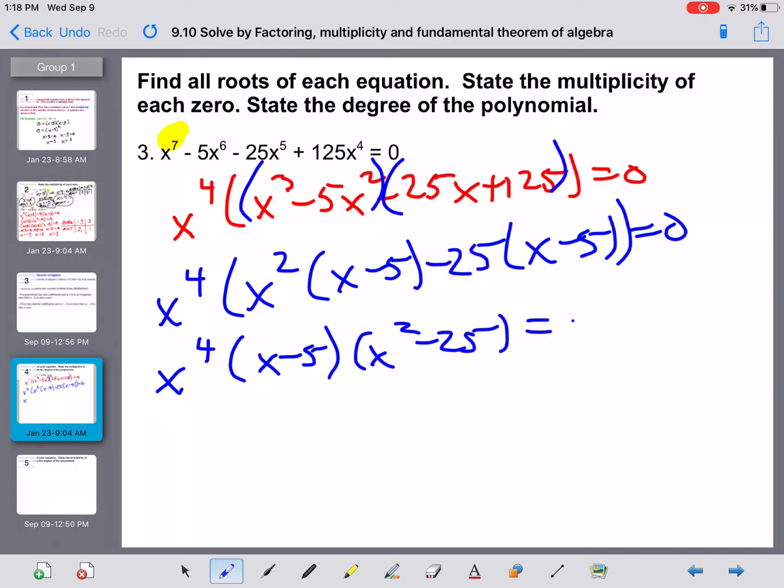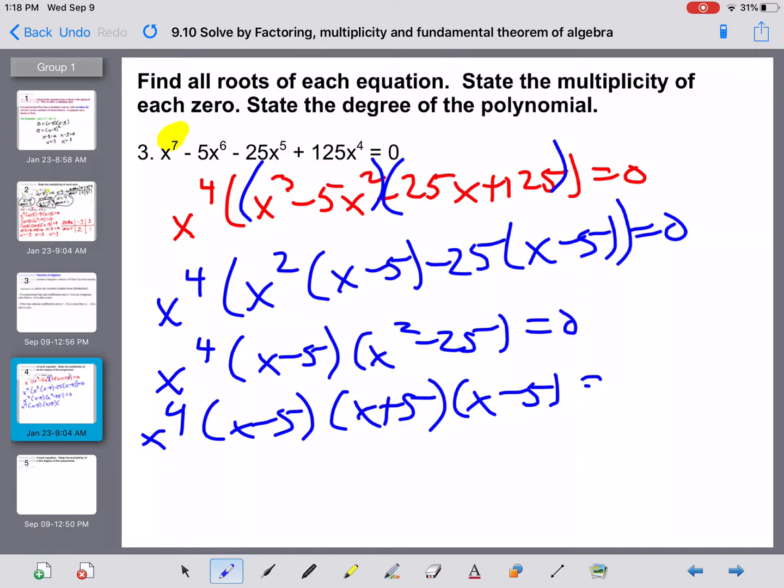Again, we want to continue factoring, not solving by the square root if possible. So that's going to be x plus 5 and x minus 5. So when we solve this, we're going to get x equals 0, but it's going to happen 4 times because we have x to the 4th right there. We're going to get x equals 5, x equals negative 5, and x equals positive 5.